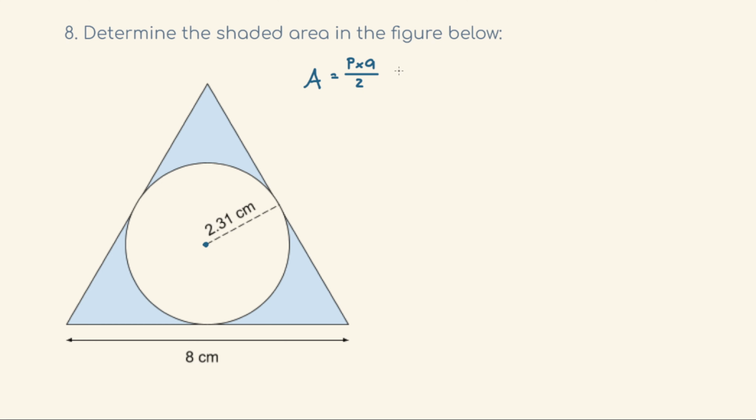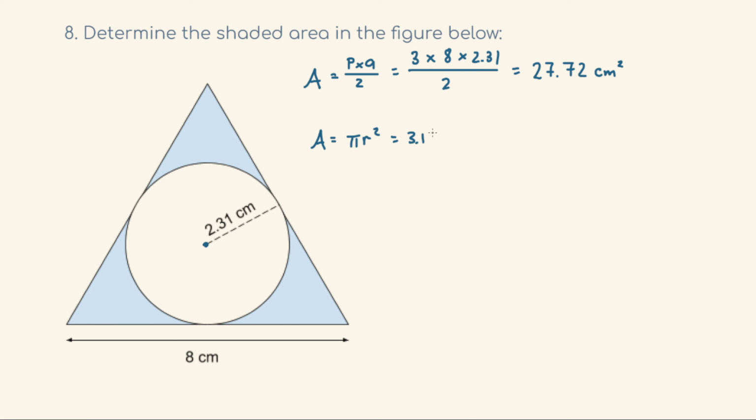Okay, so perimeter is the number of sides, which is 3 in this case, right? Times the length of each side, so times 8. That's your perimeter. Now we're going to multiply the apothem, so that 2.31, and then divide that by 2. And that comes out to 27.72 centimeters squared.